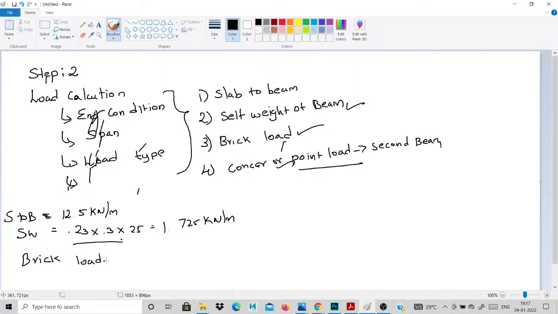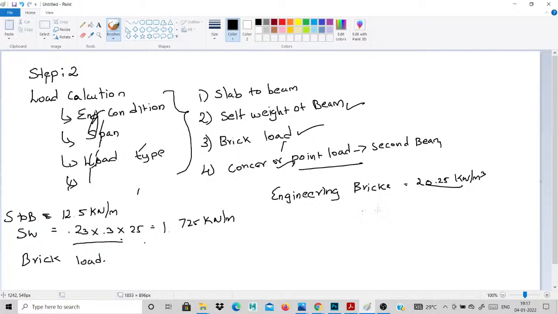We use so many types of bricks in our field, right? So many types: fly ash bricks, hollow bricks, and engineering bricks. I am using engineering bricks. I take this value as 20.25 kilonewton per meter cube.